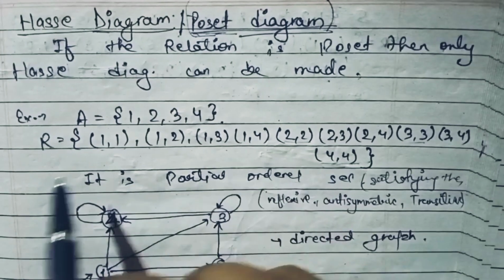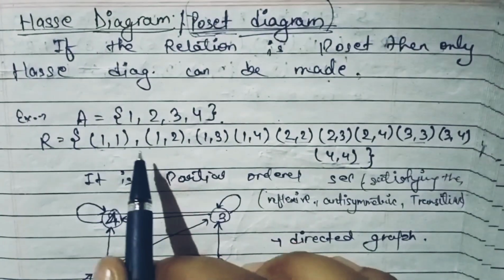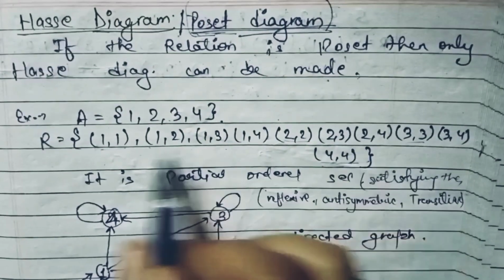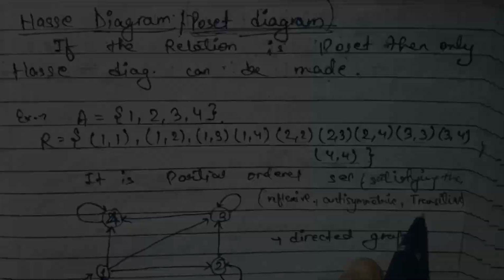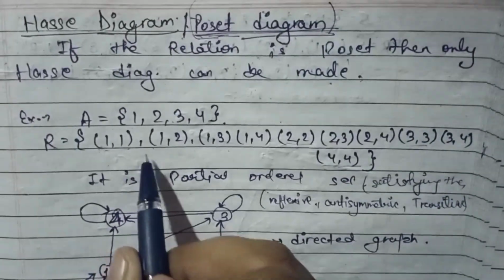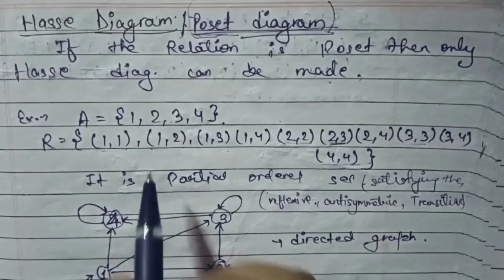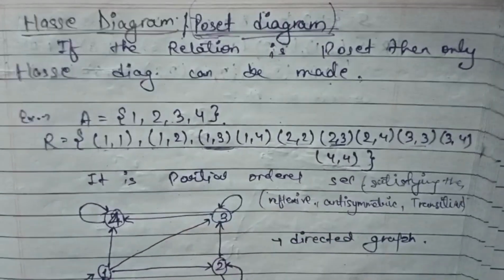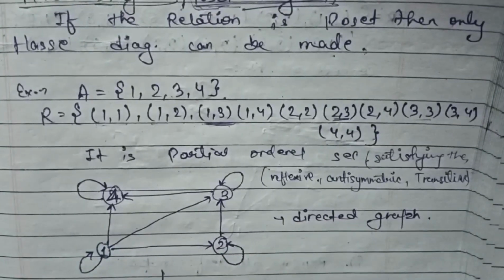So it is reflexive. For being antisymmetric, if (1,2) is there, then (2,1) should not be there. So (2,1) is not there, right? Similarly, for being transitive, here we can say that (1,2) is there and (2,3) is there, then (1,3) should be there in the set. So it is satisfying all these conditions. Hence, it is a partially ordered set.